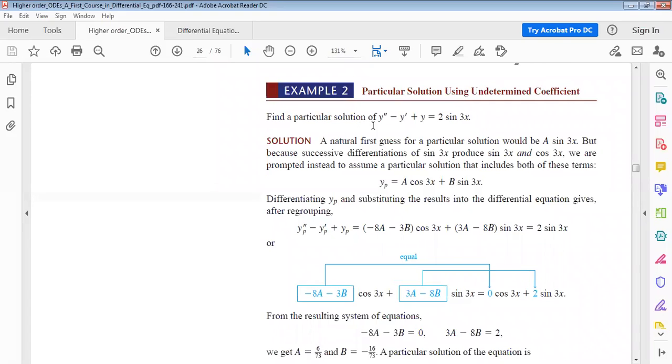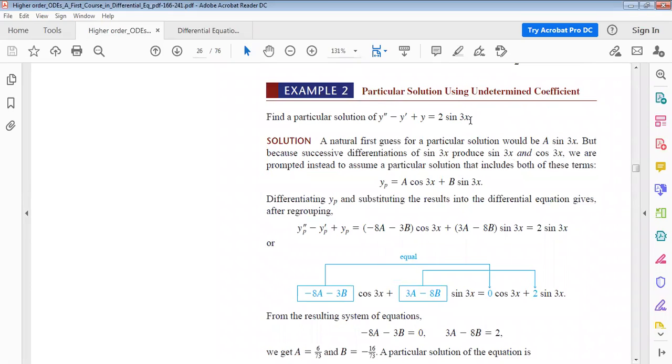Okay, find a particular solution of y double dash minus y dash plus y equals to 2 sine 3x. Now a natural first guess for a particular solution would be a sine 3x. Taking a as a constant, a sine 3x. But after successive differentiation, sine 3x produces what? Sine 3x and cos 3x.